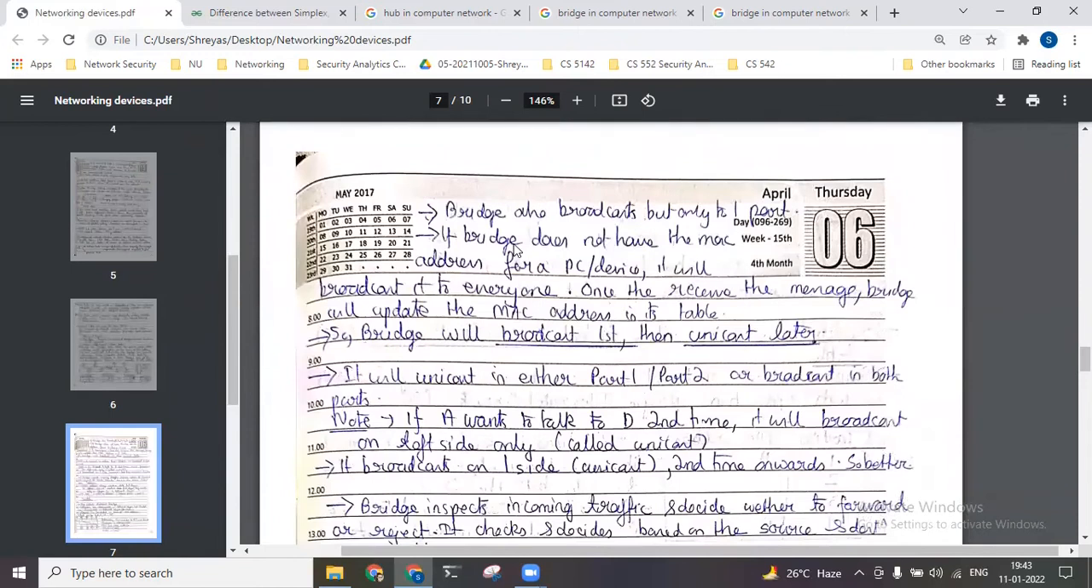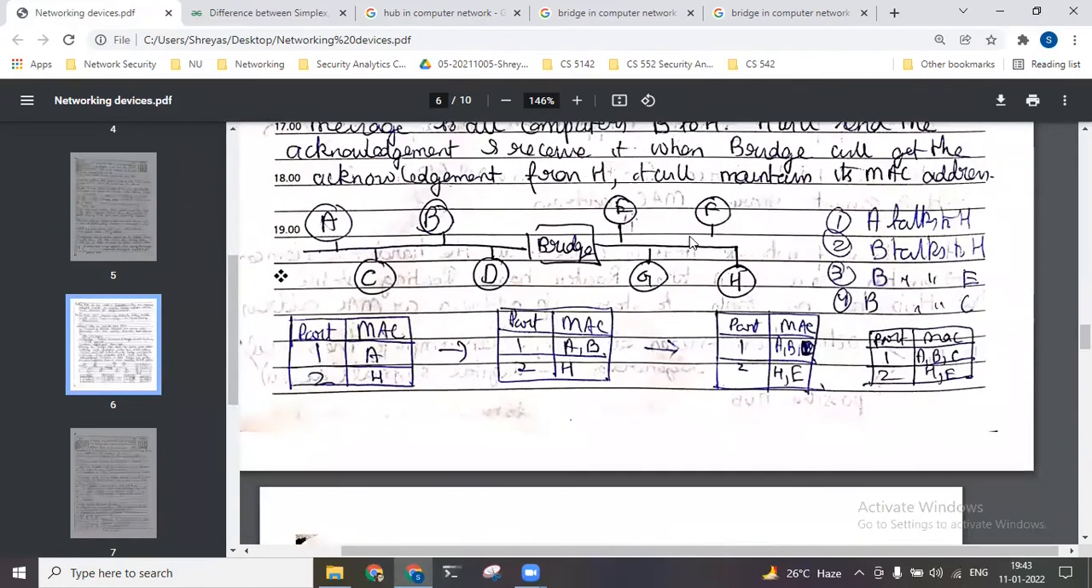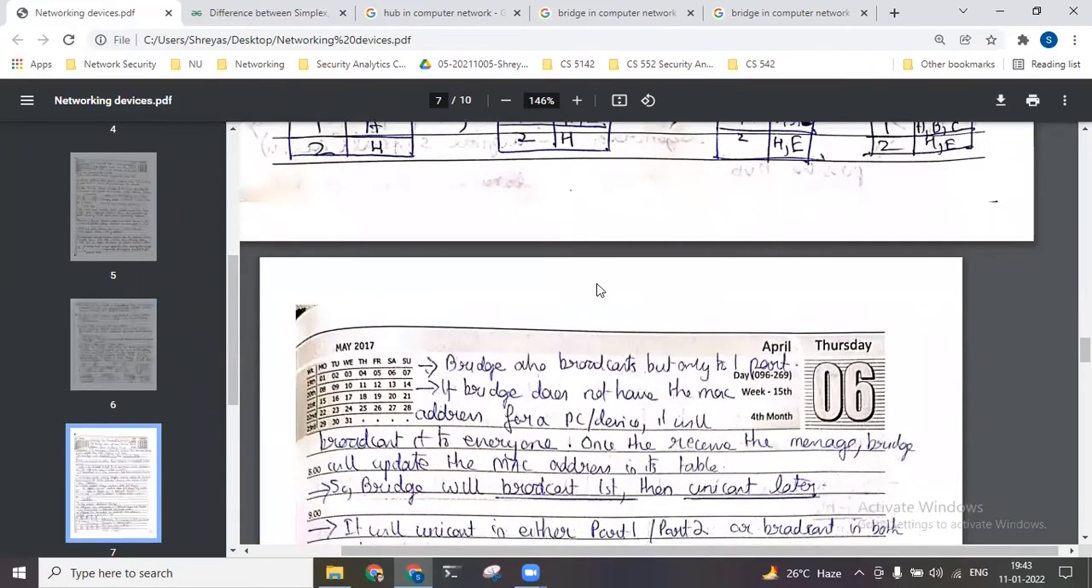So basically a bridge is also broadcasting, but only to one portion. Now we have two collision domains. Suppose I have to broadcast the information. I won't be broadcasting to all 8 devices; I will be broadcasting to either these 4 or these 4, the right 4 or the left 4. So the broadcast will be in one collision domain only. This is a little bit of an advantage of having a bridge over a hub. In the case of a hub, we had only one collision domain, so everyone got the message. But here we have 2 collision domains, so the number of computers receiving the message is reduced to half.